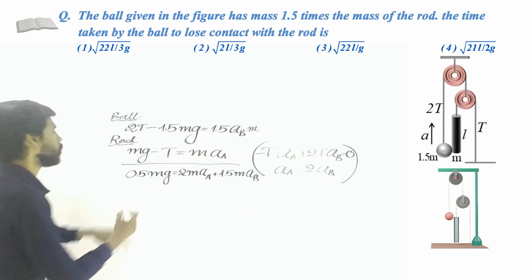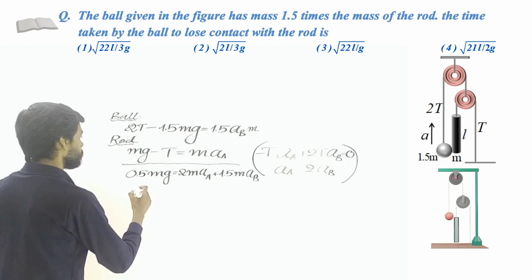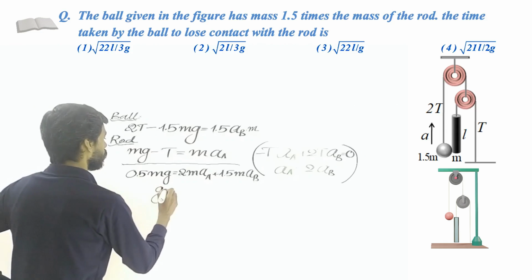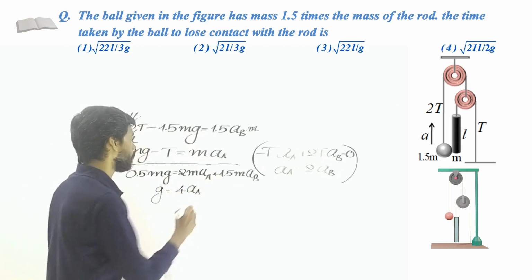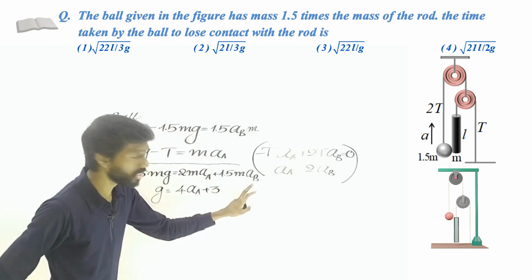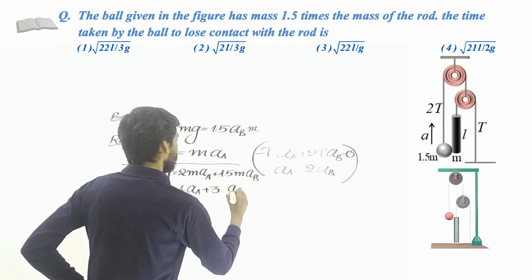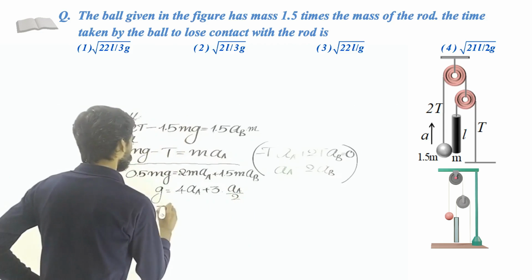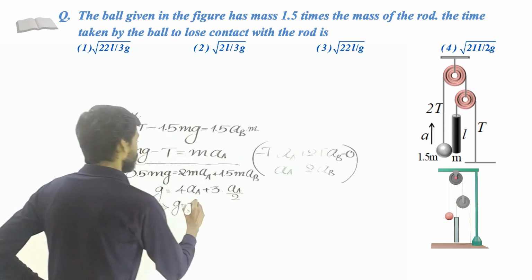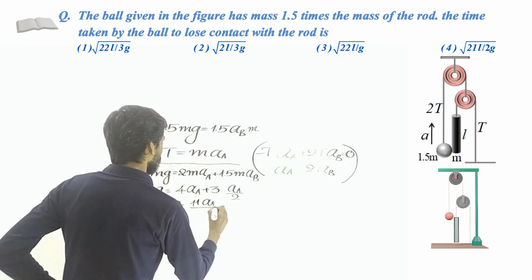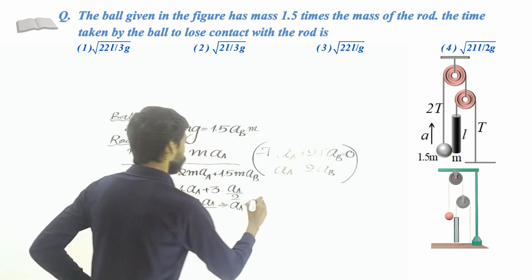So m can be divided. If you divide by m and multiply by 2 also, what do you get? g equals 4 times the acceleration of A. This is multiplied by 2, so it is 3 times the acceleration of B. But what is the acceleration of B? Acceleration of A divided by 2, right? So that gives you the required acceleration. So g equals 8 plus 3, so 11 times acceleration of A divided by 2. So that gives you our required acceleration of A, that is 2g divided by 11.